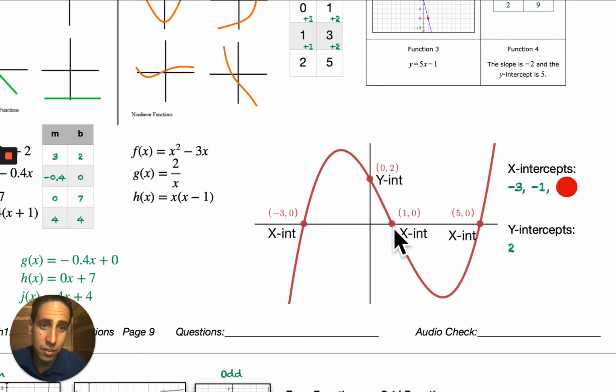The other x-intercept here should be a positive one. I wonder if I can change it right now.